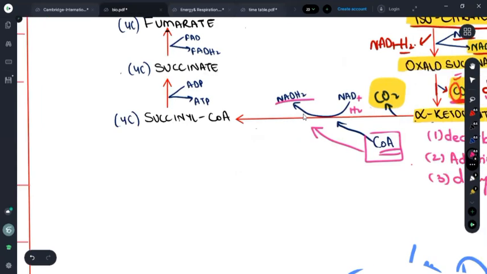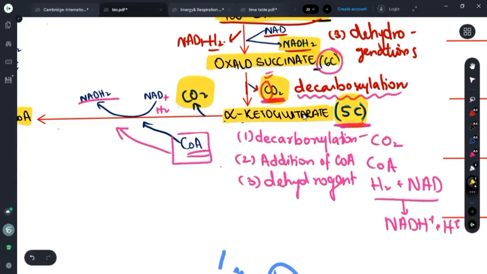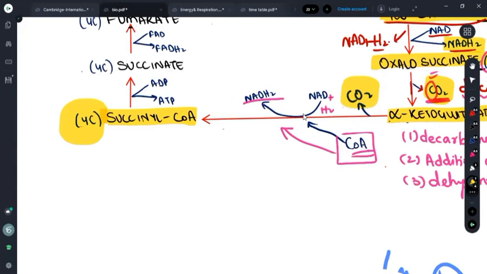After the series of changes, this alpha ketoglutarate molecule gets changed to succinyl coenzyme A, which is a 4-carbon containing compound. As we can see here, alpha ketoglutarate was a 5-carbon containing compound, but due to removal of 1 carbon atom in the form of carbon dioxide, it formed a 4-carbon containing compound, succinyl coenzyme A.